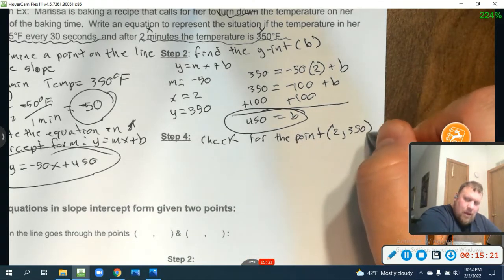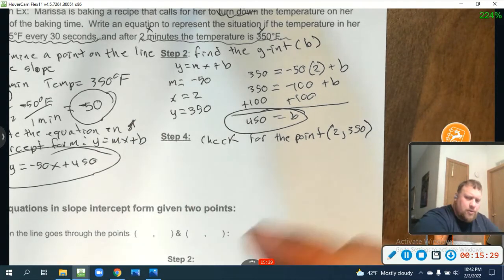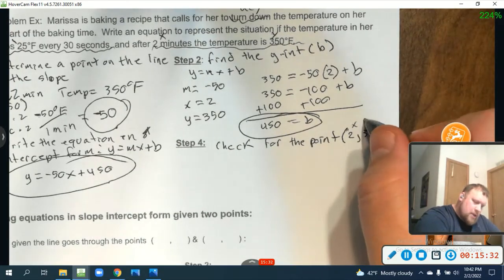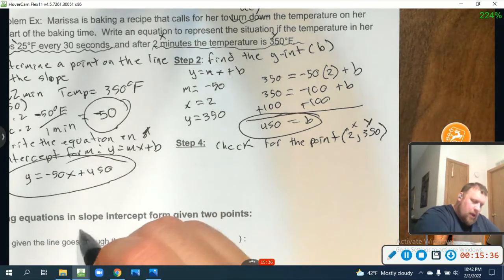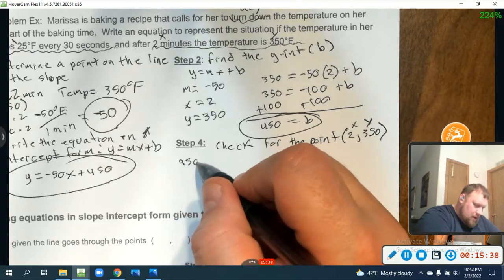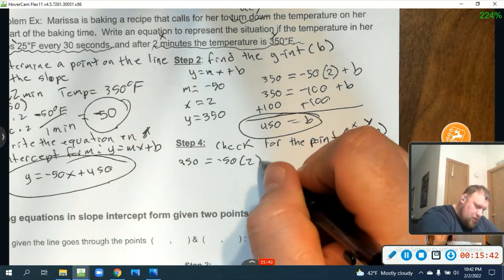Now, sometimes we're going to have a situation where we have multiple points. In those occasions, you want to check with the point you didn't use to solve. In this case, we only have one point, so we're just going to use it again. We're going to plug it in. Remember, this is x, this is y. So we have our y of 350 is equal to our slope of negative 50 times our x of 2 plus 450.